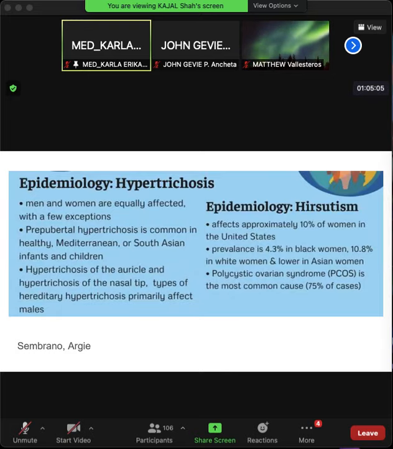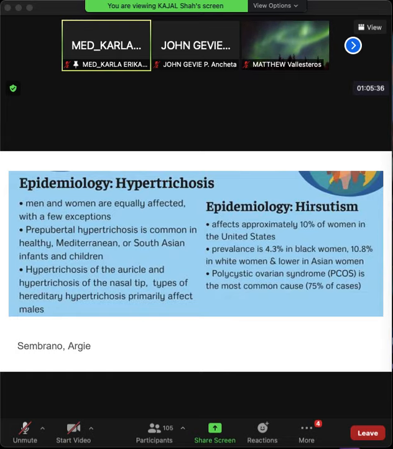For the epidemiology, in the majority of hypertrichosis cases, men and women are equally affected with a few exceptions. Prepubertal hypertrichosis is common in healthy Mediterranean or South Asian infants and children. Hypertrichosis of the auricle and hypertrichosis of the nasal tip are types of hereditary hypertrichosis that primarily affect males.